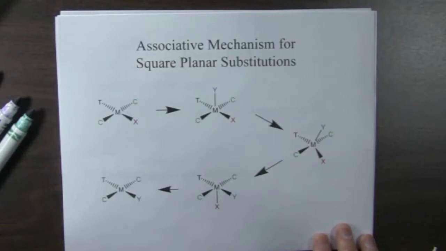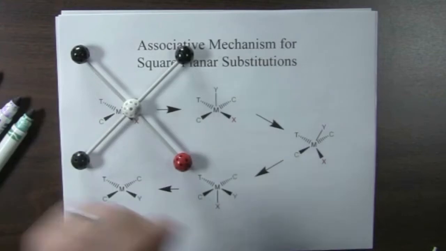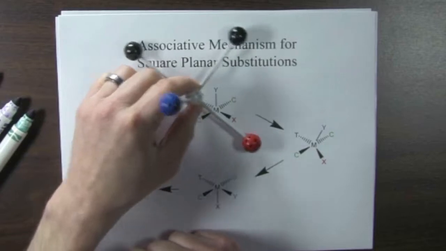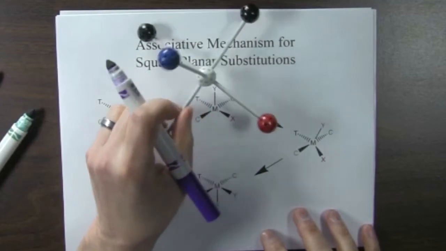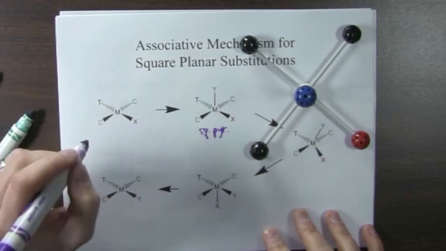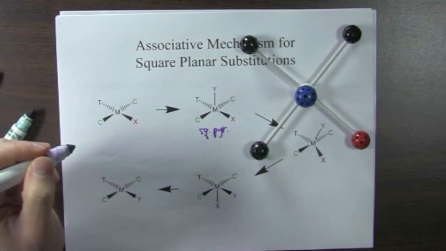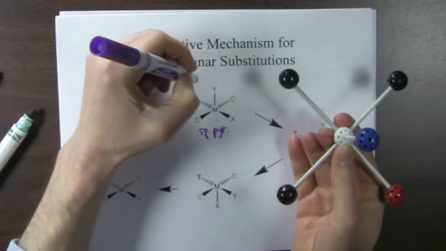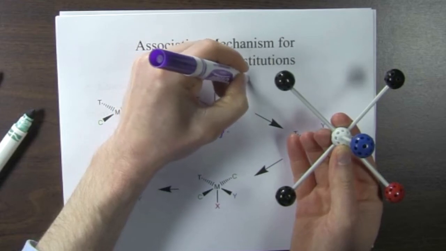Let's look stepwise at what happens as we go through this associative mechanism. So let's say our entering group arrives from the top here. It will make a square pyramid intermediate or transition state. So this is the same transition state actually we saw before for the dissociative octahedral complex. It's also a 5 coordinate intermediate or transition state.